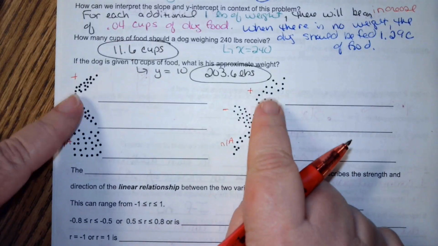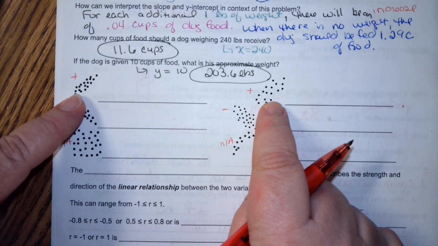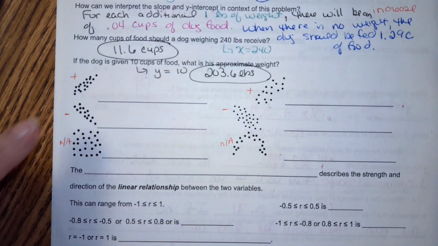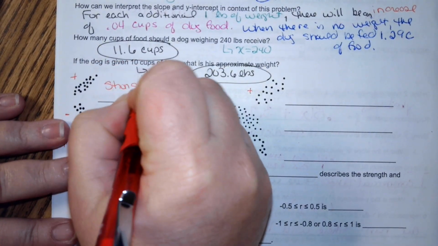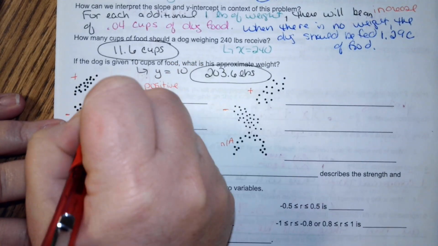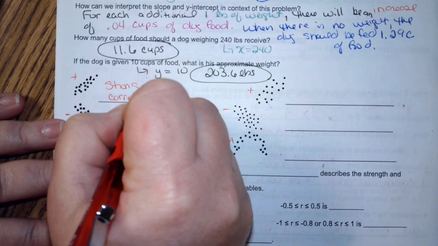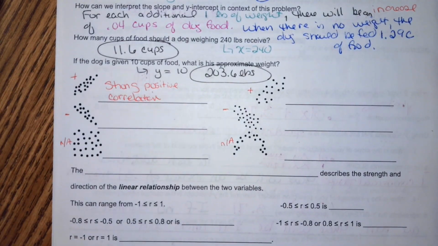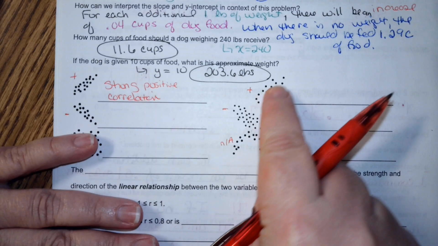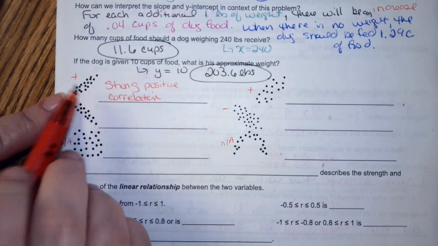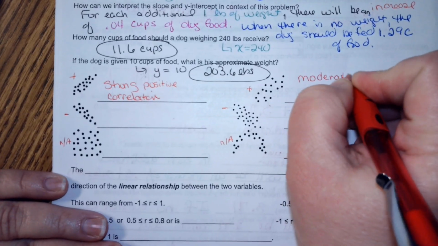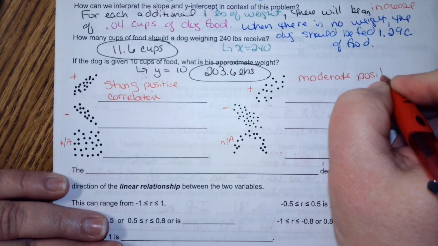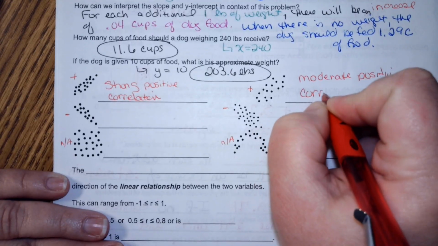Looking at our two positive correlations, which pattern is more tight? The left one. So this is what we call a strong positive correlation. The closer the points are to each other, the stronger the relationship is between your two variables. This one is definitely positive, but it's not as tightly packed, so this is a moderate positive correlation.